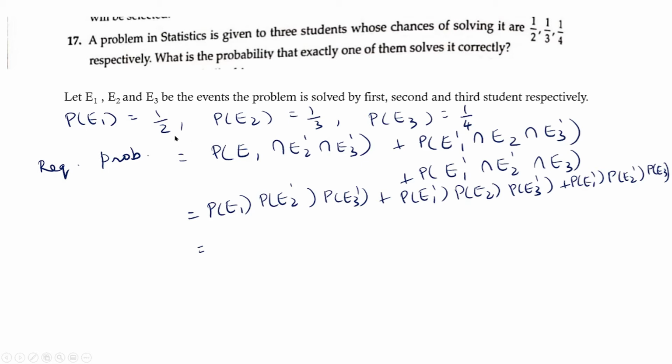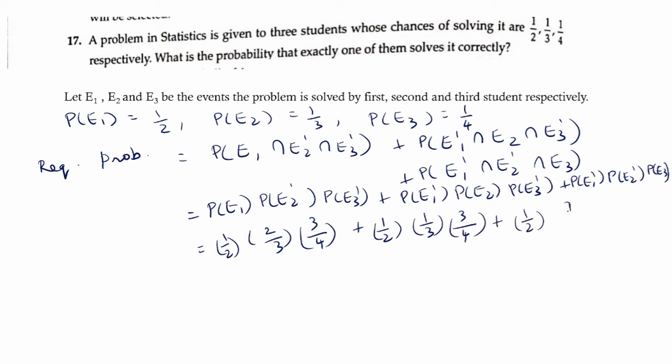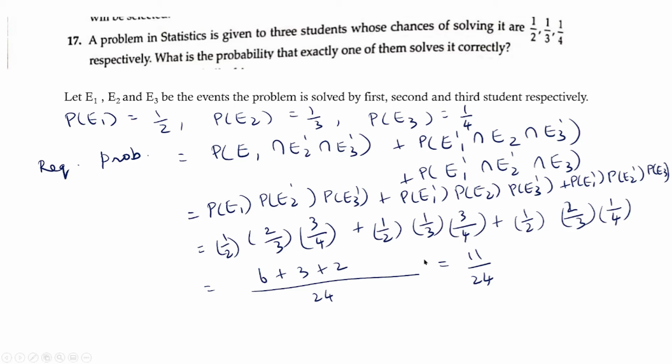So this is equal to, probability of E1 is half, probability of E2 complement is 1 minus 1 by 3, 2 by 3, probability of E3 complement is 1 minus 1 by 4, 3 by 4, plus probability of E1 complement is 1 minus half, which is half. Probability of E2 is 1 by 3. Probability of E3 complement is 1 minus 1 by 4, so 3 by 4. Plus probability of E1 complement is half, E2 complement is 2 by 3 and probability of E3 is 1 by 4. So this is equal to, the LCM is 24, 6 plus 3 plus 2. So this is equal to 11 by 24. So the required probability is 11 by 24.